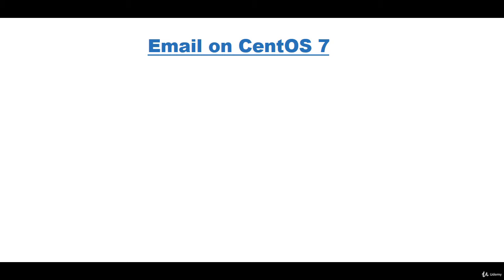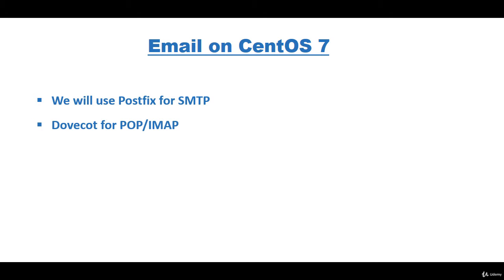Hello students and welcome. In this lecture we are going to talk about installing and configuring email on a CentOS 7 server. We're going to be using Postfix for SMTP traffic, and we're going to install Dovecot for POP or IMAP. We're also going to install Dovecot SASL for SMTP authorization.